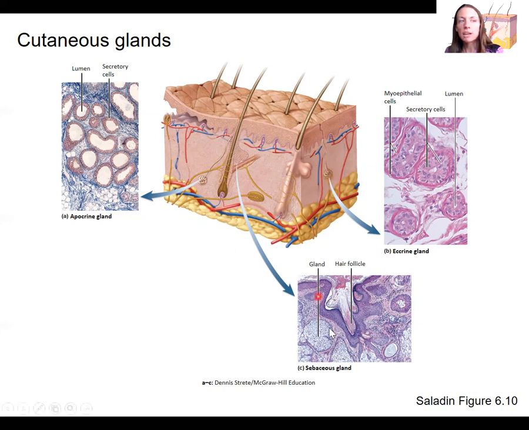Then lastly, we've got sebaceous glands. These are the ones I mentioned on the previous slide. These are oil glands that are associated with hair follicles. So they lubricate the hairs and also are what make your hair get oily when you don't wash it for a while.